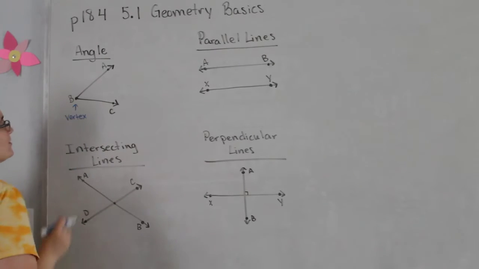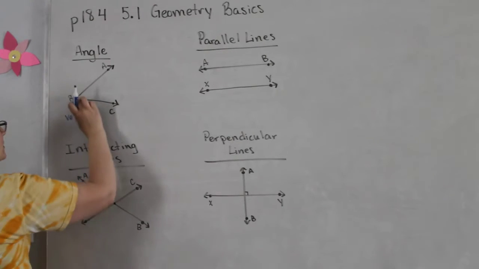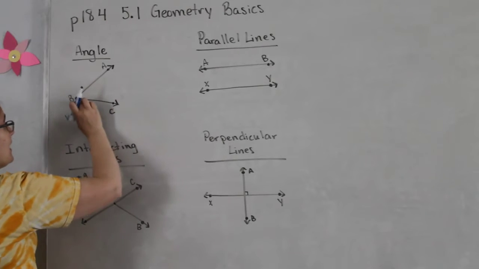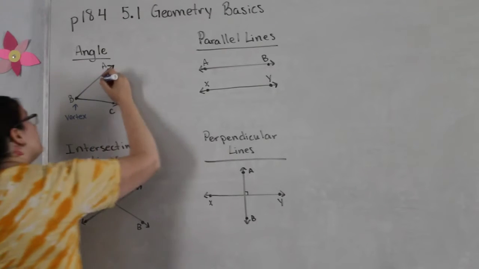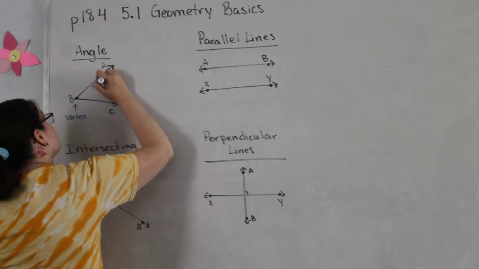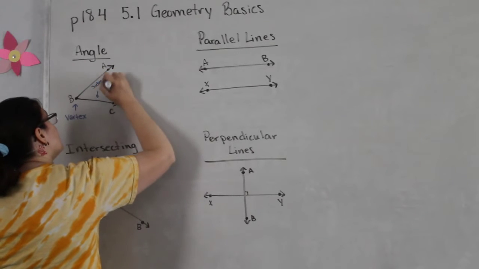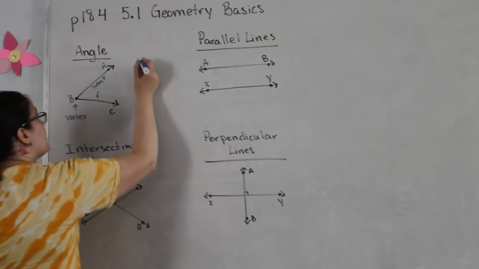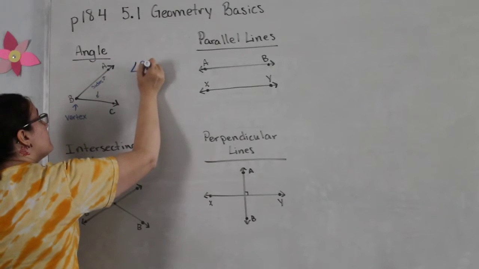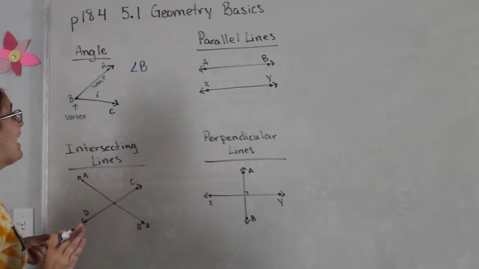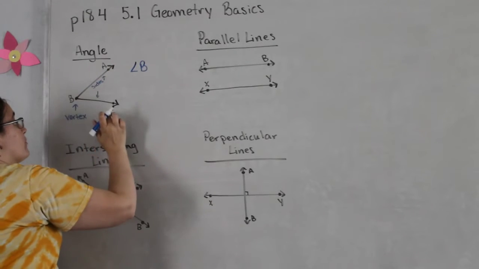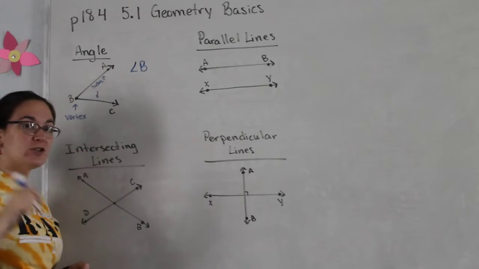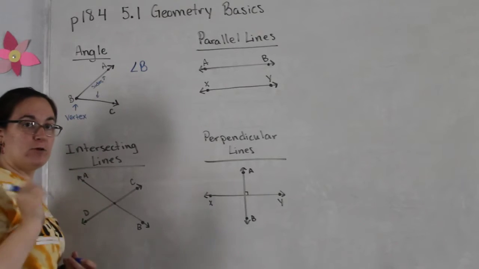And that is where the 2 rays meet, because if you'll notice, this is 2 rays. This is ray BA and BC. These end up forming the sides of the angle. Okay, so these are the sides. We can label this by its vertex by calling it angle B, or we can label it either ABC or CBA, as long as we make sure the vertex is in the middle of the angle name.